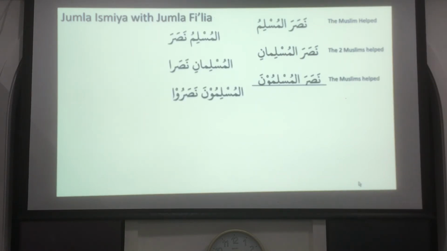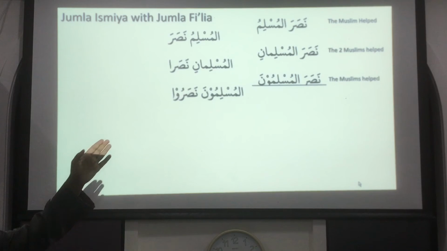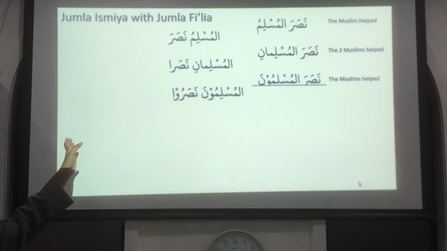Look at this one. If I say it this way, al-Muslimu nasara, I switched it. Al-Muslimani nasara, al-Muslimuna nasaru. Because they are like this, we know that is not the normal way. These are actually Jumla Ismiya, because they start with Rafa, and they are Mubtada. So do not get confused. They are not in the normal order, because the fail has to be first.